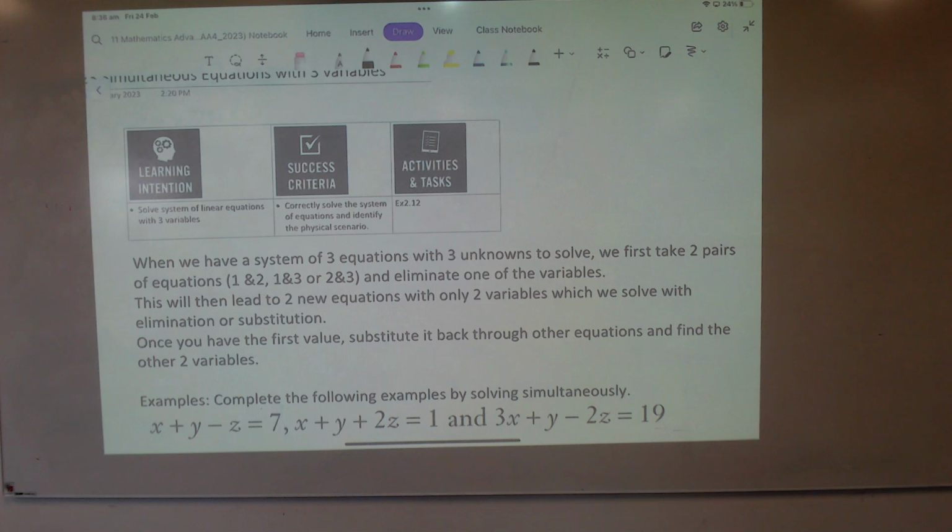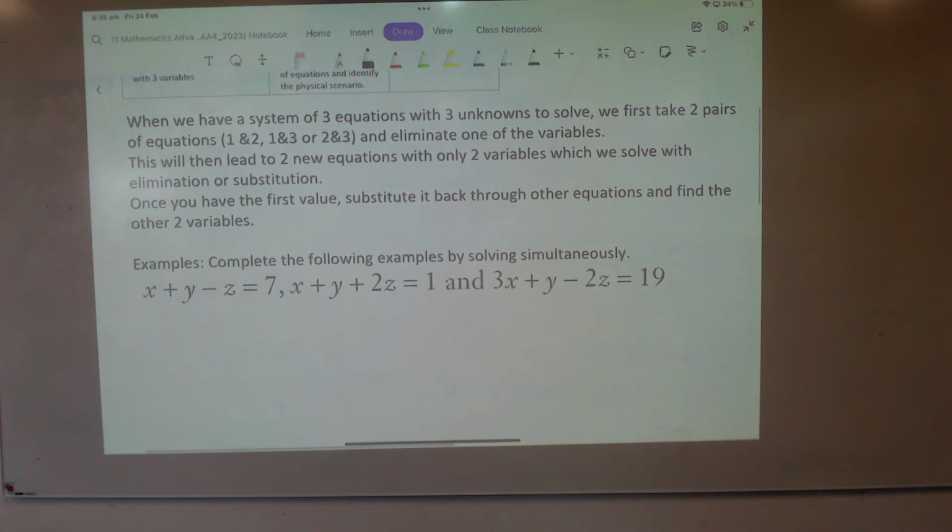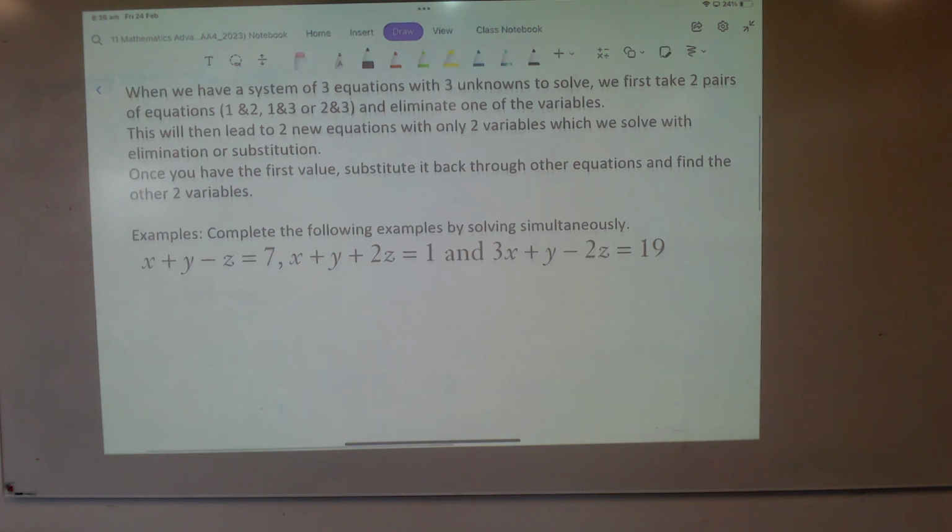So let's have a look at a couple of examples. It takes a fair amount of time, and you just need to think it through as best you can. First and second ones, let's eliminate z. Second and third, let's eliminate z. You can eliminate any of the variables as long as it's the same one. So let's have a look.